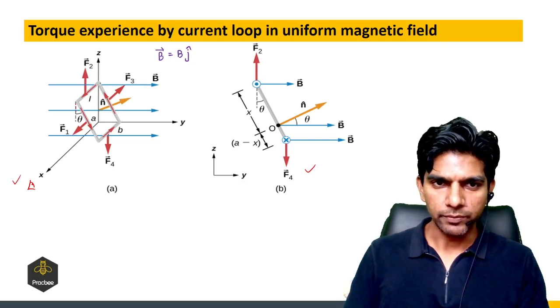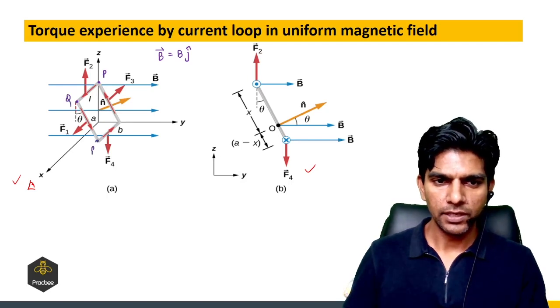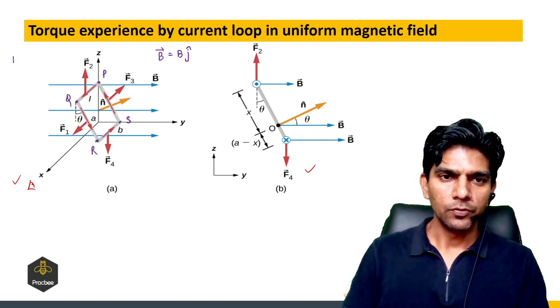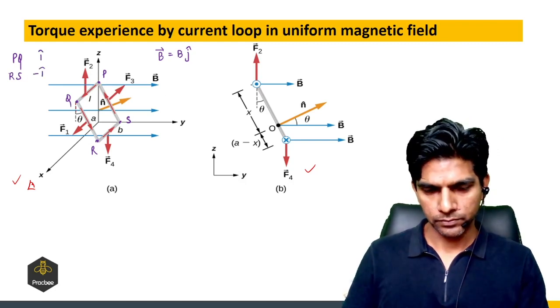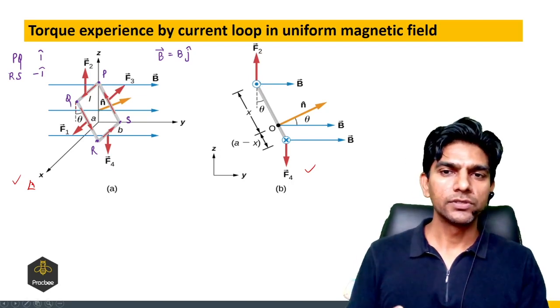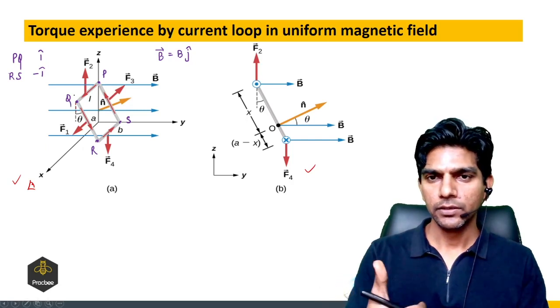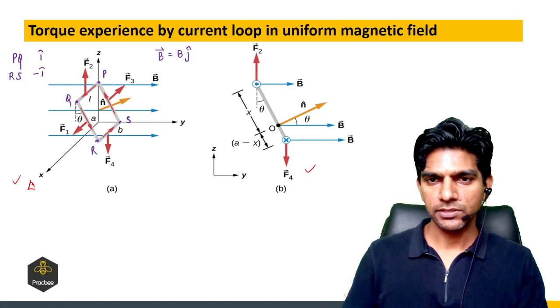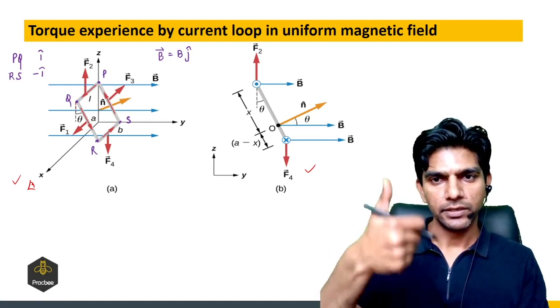And let me also name them. Let us say this is P, this is Q, this is R, and this is S. Now PQ is along i cap and RS is along negative i cap. So the magnetic field is in the j cap direction. So if I apply force, what is the force experienced by PQ? It will be I L cross B. So the thumb is pointing in the upward direction. This is the direction of the current, this is the field. So it will be I L cross B, and it is in the upward direction.